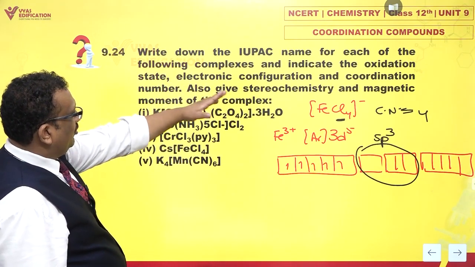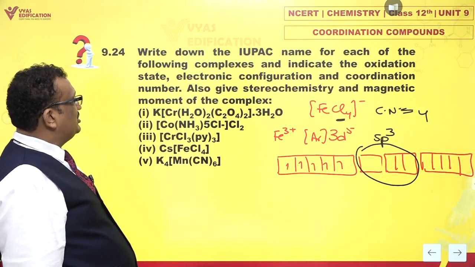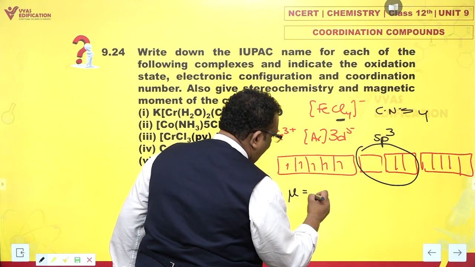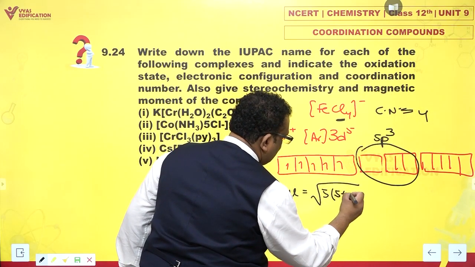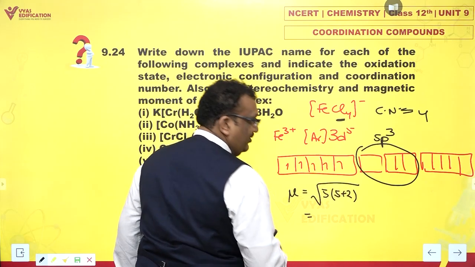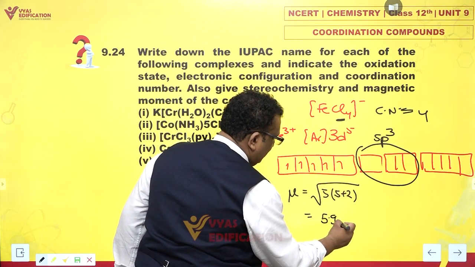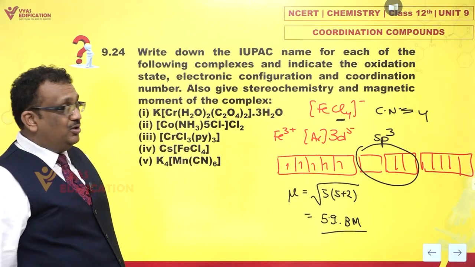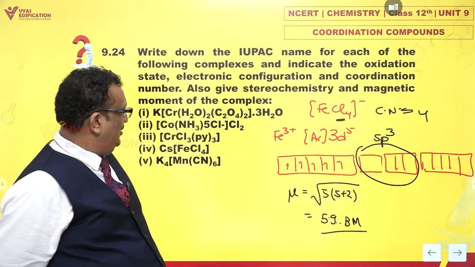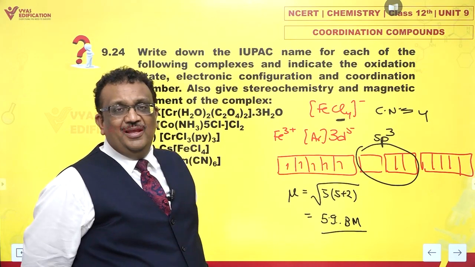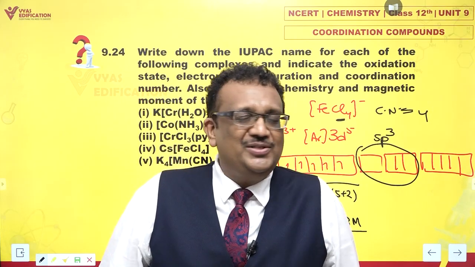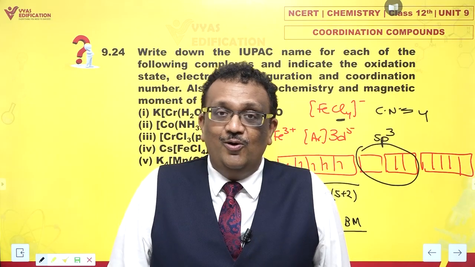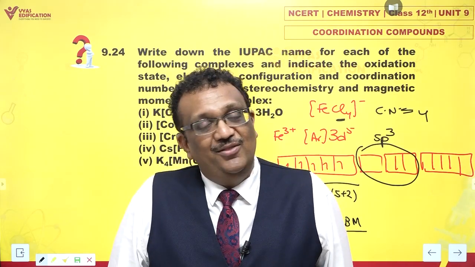We have oxidation state, electronic configuration, coordination number. Now stereochemistry and magnetic moment. I have 5 unpaired electrons, so spin only magnetic moment will be root 5 into 5 plus 2, which is root 35, which is 5.9 something Bohr magneton. What about stereochemistry? There is no complexity here. It's a simple tetrahedral molecule, very symmetric. All the ligands are the same, a homoleptic complex. There is no geometrical or optical isomerism exhibited in this case.